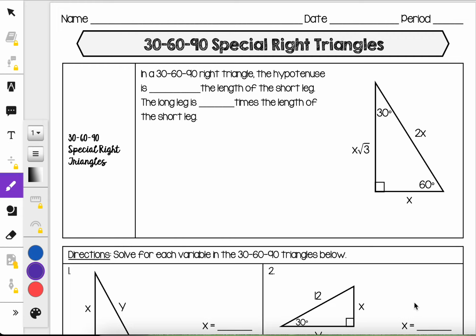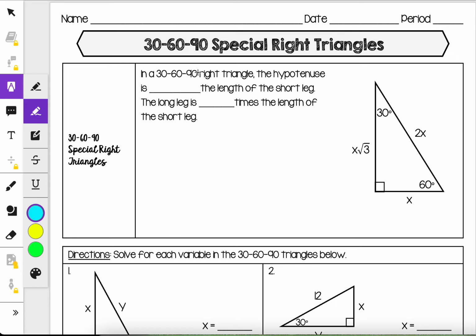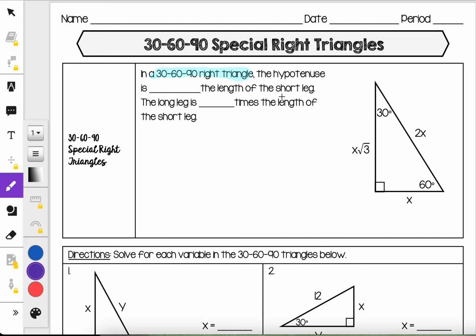And today's lesson is going to be on our second type of special right triangle. These are called 30, 60, 90 right triangles. So in a 30, 60, 90 special right triangle, you're going to have a right angle. One of your angles is going to be 30 degrees and the other is going to be 60 degrees. So when this happens, just like the 45, 45, 90 triangles, you are going to have a special ratio that is going to be true for all 30, 60, 90 triangles.